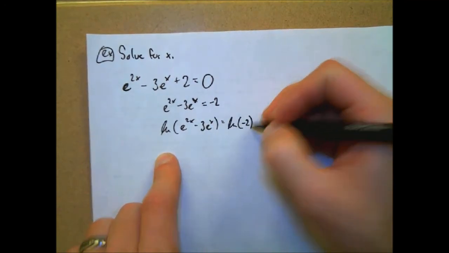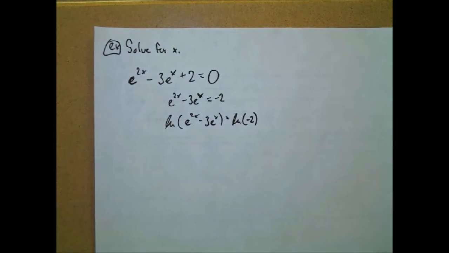we can already see some weird stuff is going to happen because, first of all, the natural log of negative 2, what's that going to be? In other words, e to what power gives us a negative 2? It's impossible.